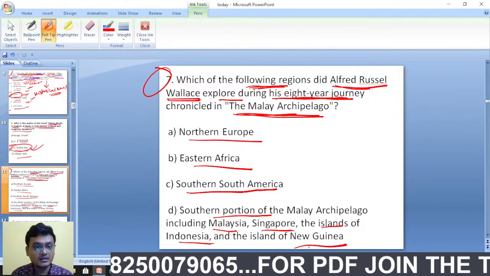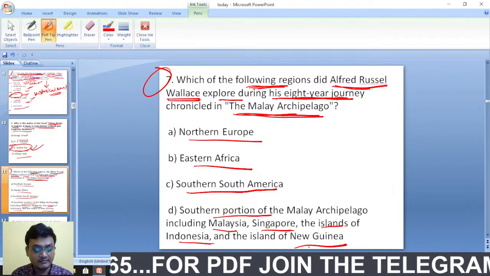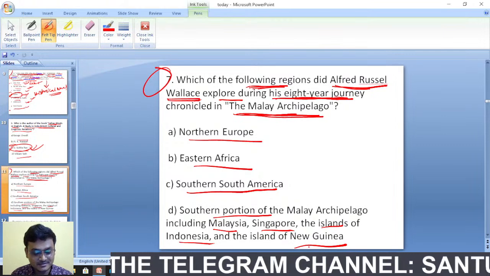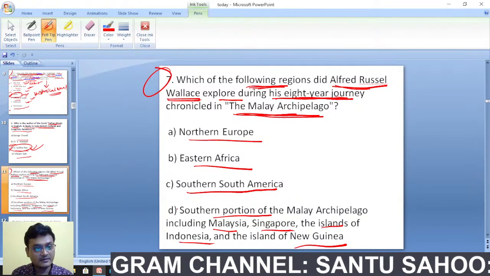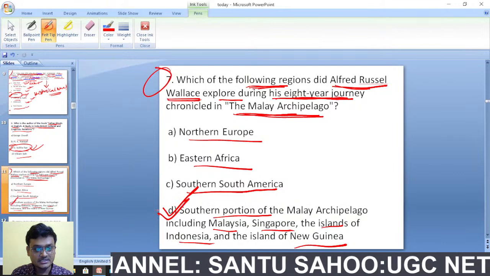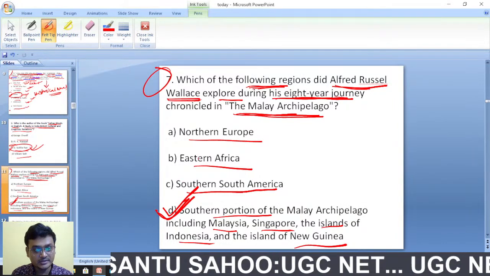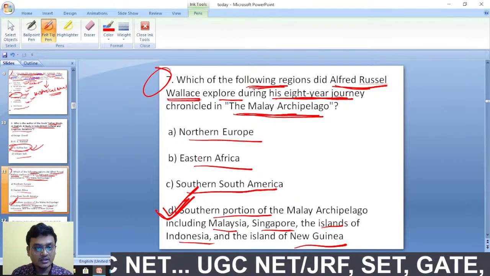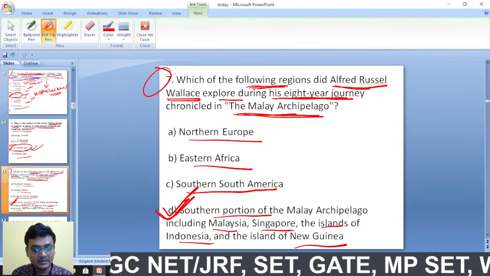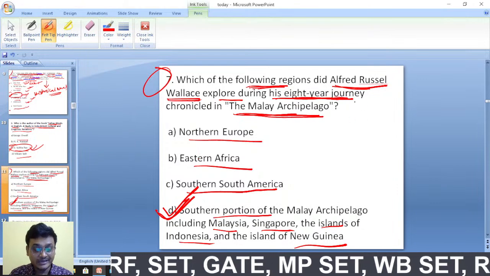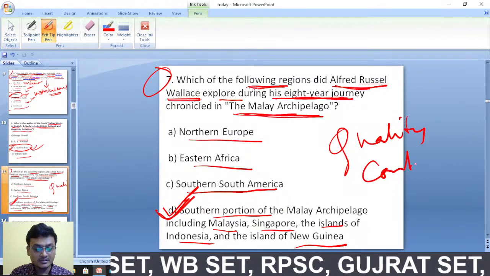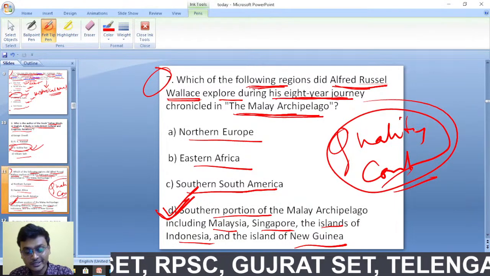Alfred Russel Wallace, the Malay Archipelago. The option itself is biased. Yes, that is the southern portion of the Malay Archipelago, including Malaysia, Singapore, the islands of Indonesia, and the island of New Guinea. Excellent. I am telling you, these are quality content. You will not get any.